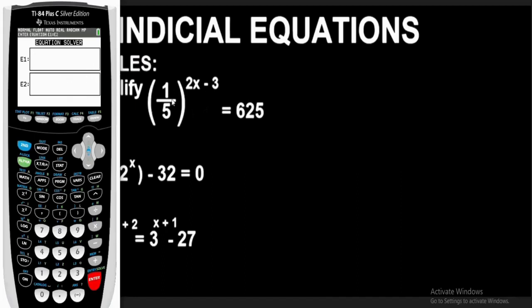So let's begin with E1. Open bracket, and to bring out the fraction symbol, we press alpha and this button. Press 1, so we have 1 over 5. You close the bracket. The exponent or the power is 2x minus 3. Alright, so you come down to E2 and put the next value. We have 625. Okay, so that's it.